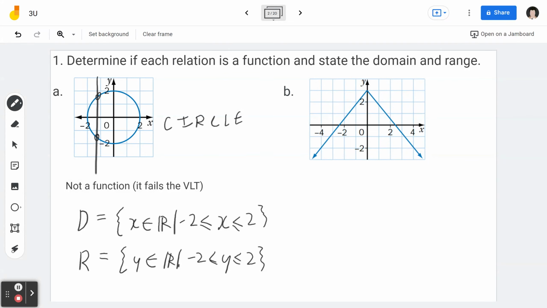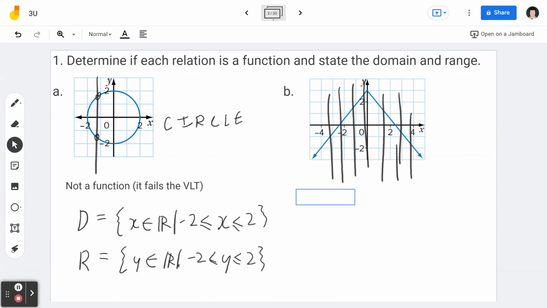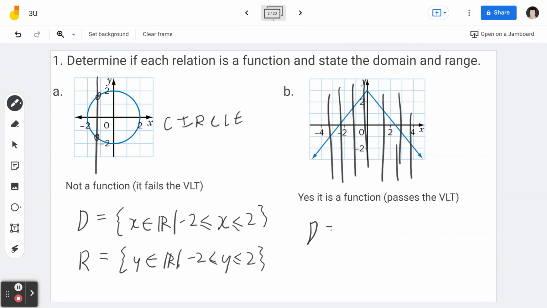1b, again by inspection, if you look at this relation, you can draw a vertical line and you will notice no matter where this vertical line occurs, it will always cross at maximum one point. So in one sentence, again, you can say yes, it is a function because it passes the vertical line test. And again, you can state the domain and range. Domain means all the possible x values.